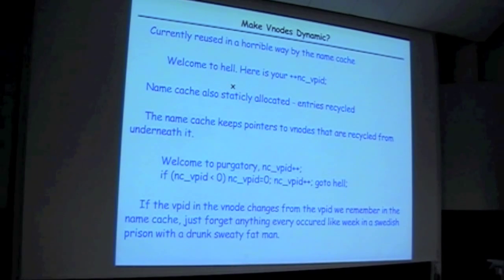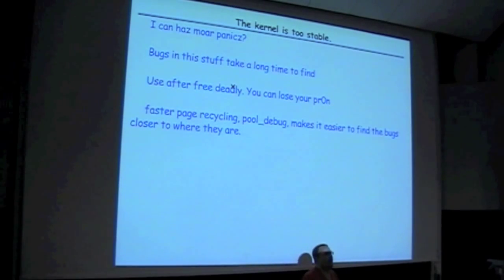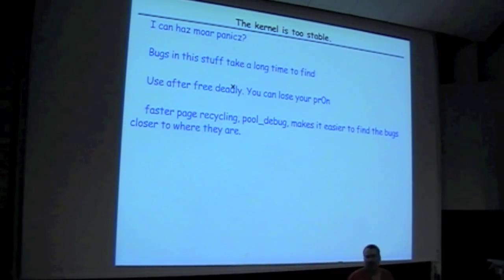If the VPID in the vnode changes, from the VPID we remember the name cache, we keep going. So this is awful. More or less, in order to make any progress in this, we have to get rid of this hideous design. The problem is, when you get rid of this hideous design, you get vnode reuse everywhere, okay?